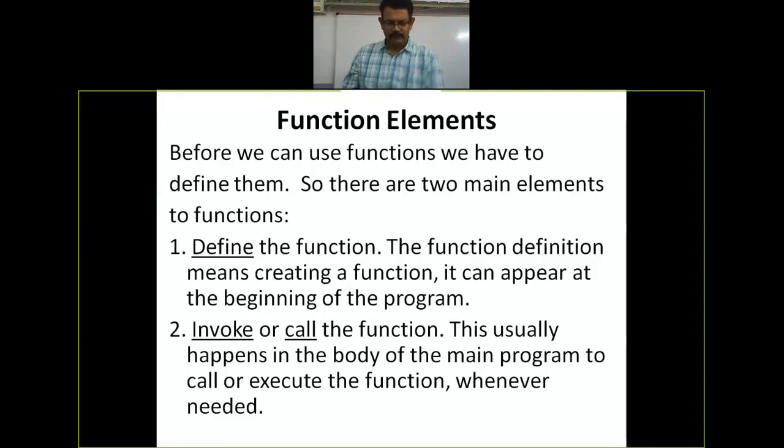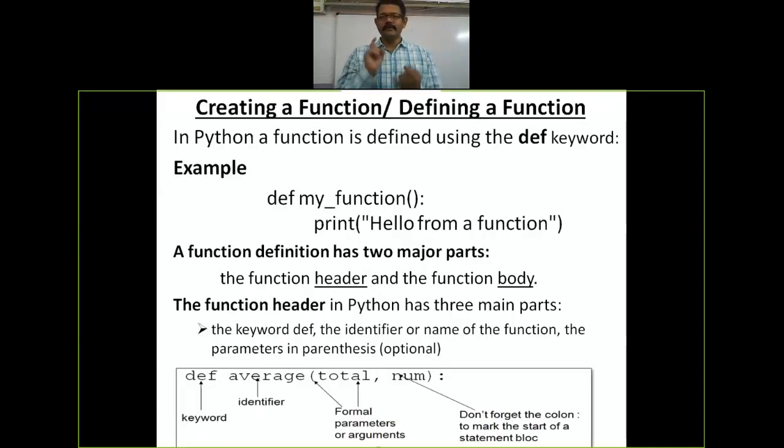Okay. So first of all, we have to understand how to define a function. Defining a function is also known as creating a function. So this is the example you can see. def. This is a keyword that is used for a function. It is always used for function definition. So def means it is defining the function. my_function is the name of the function.